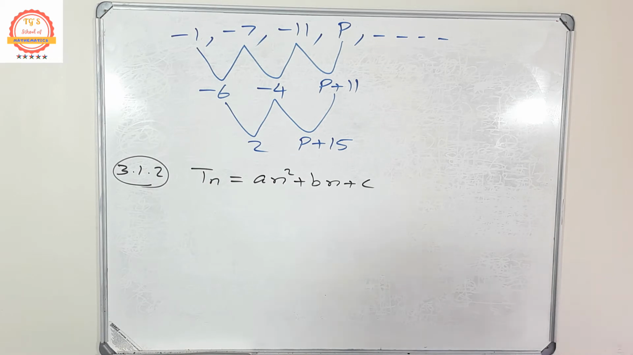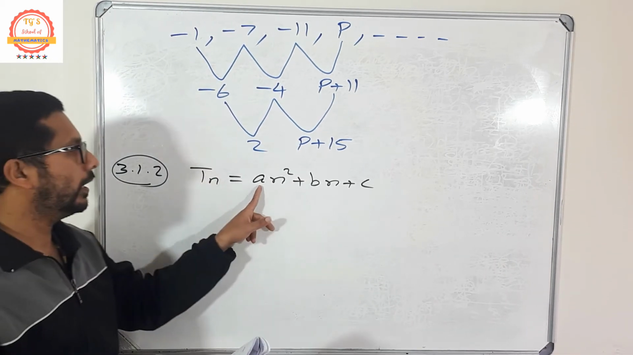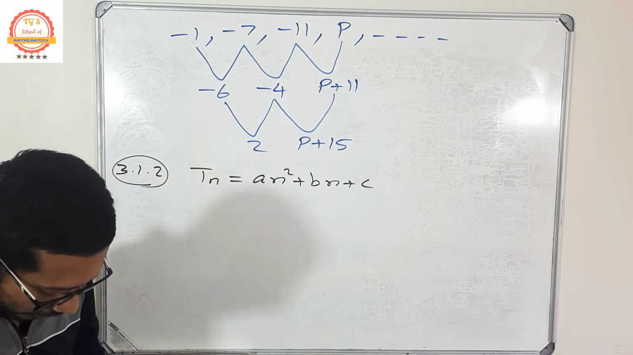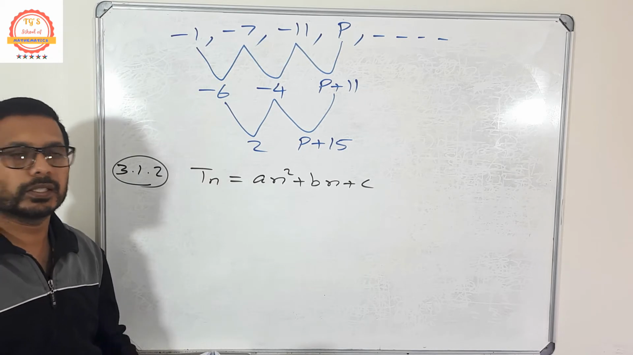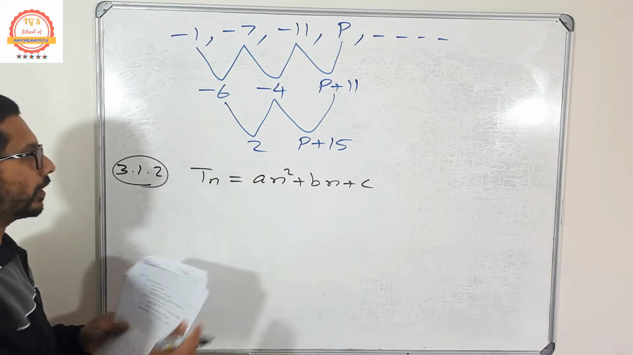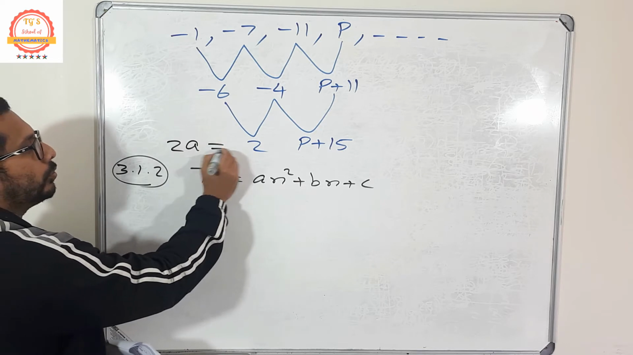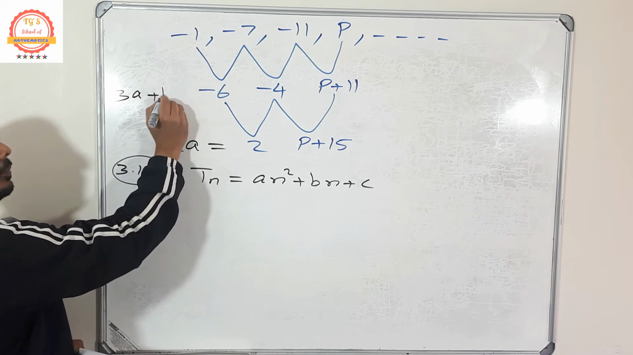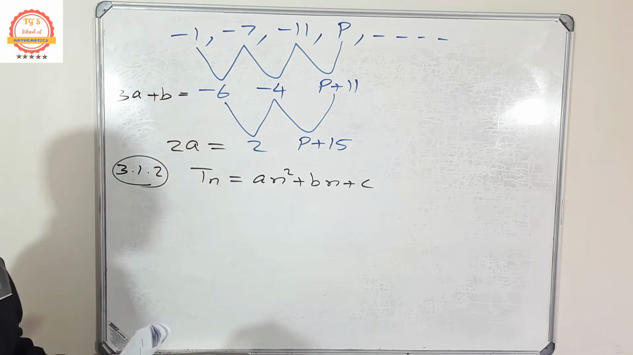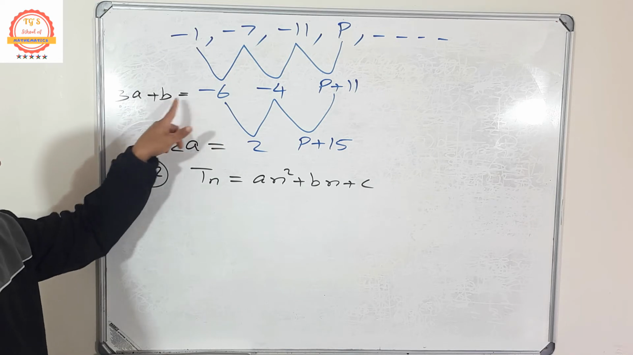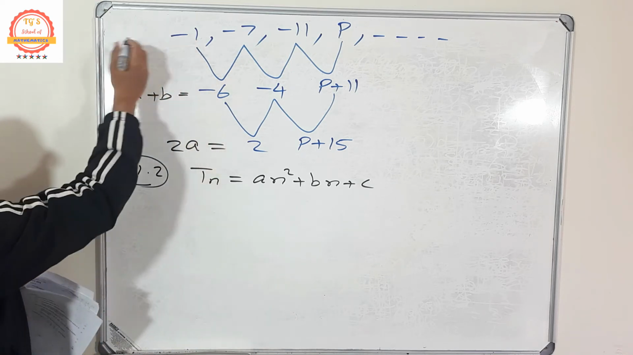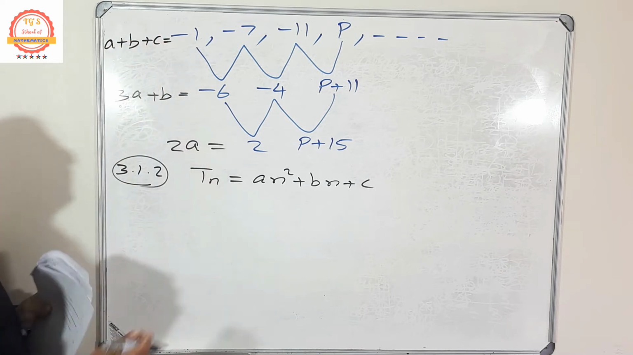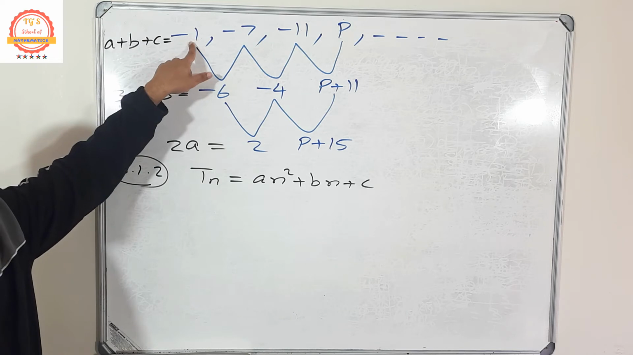Here we have to find the values of a, b and c. What is the method? Do you remember that one? You have to call the second difference 2a, so 2a is equal to 2. The first difference is 3a plus b, I think all of you know this one, so 3a plus b is equal to -6. And the first term of the given sequence is a plus b plus c, so a plus b plus c is equal to -1.